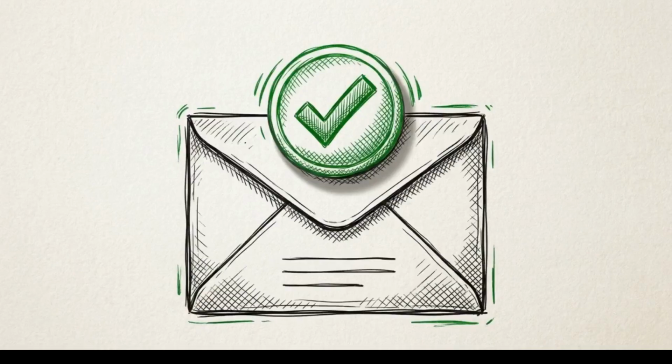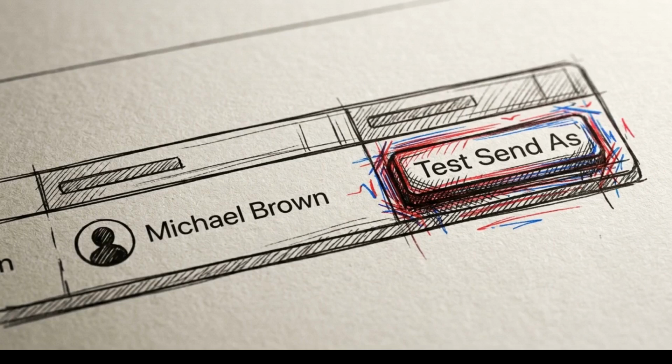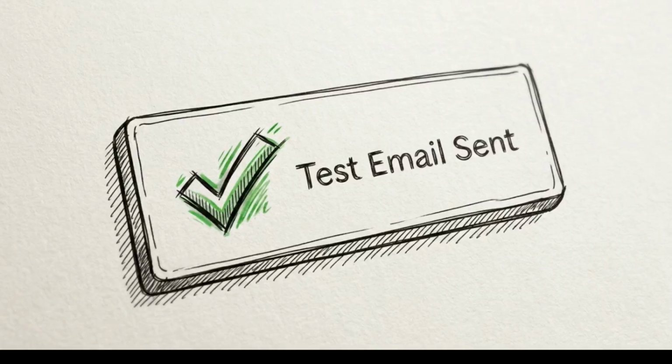Before you close out the ticket, you need to prove the permission actually works. Inside the Legal Team interface, click the Test Send As Diagnostic button next to Michael Brown's name. A test email sent toast notification pops up. You have verified his access proactively, preventing a help desk callback tomorrow morning.